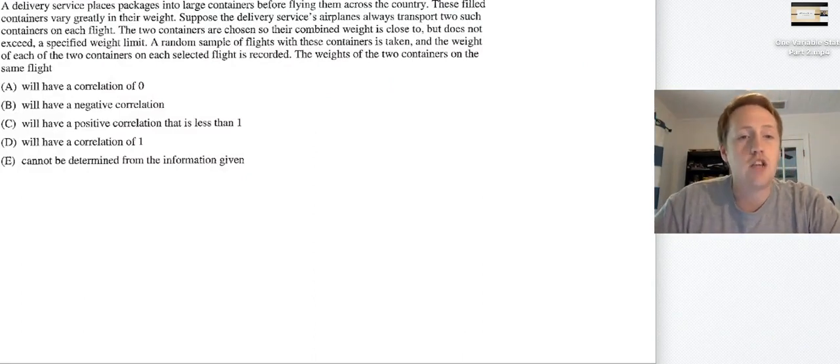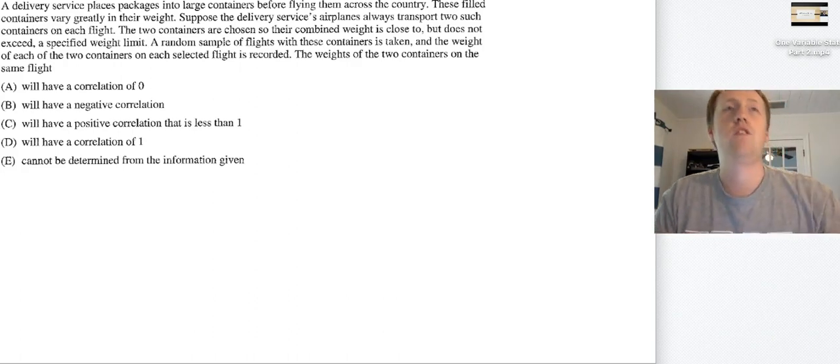Delivery service places packages into large containers before flying them across the country. These filled containers vary greatly in their weight. Suppose the delivery service's airplanes always transport 2 such containers, and the 2 containers are chosen so their combined weight is close to but does not exceed a specific limit. A random sample of flights with these containers is taken, and the weight of each of the containers on each selected flight is recorded. The weight of the 2 containers on the same flight will have a correlation of 0, negative, etc. Okay, this is a really tough problem, honestly. I kind of wish I hadn't started with this, but that's fine.